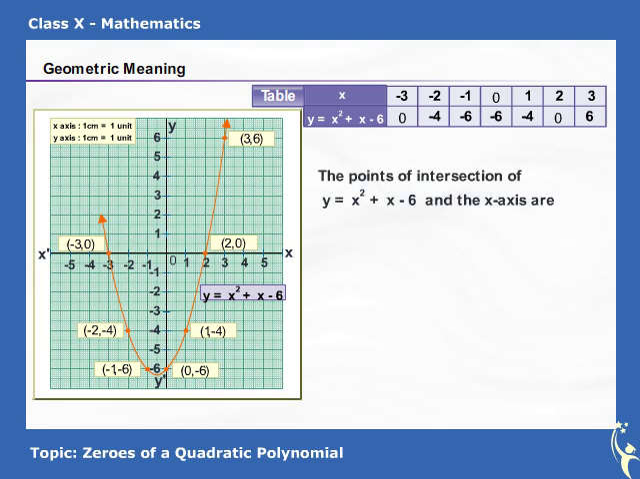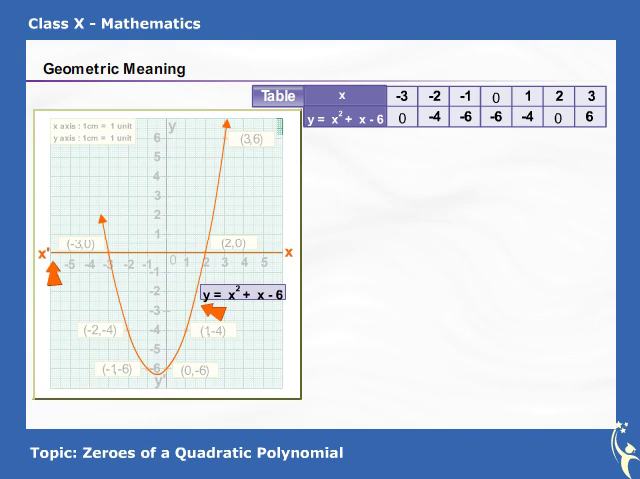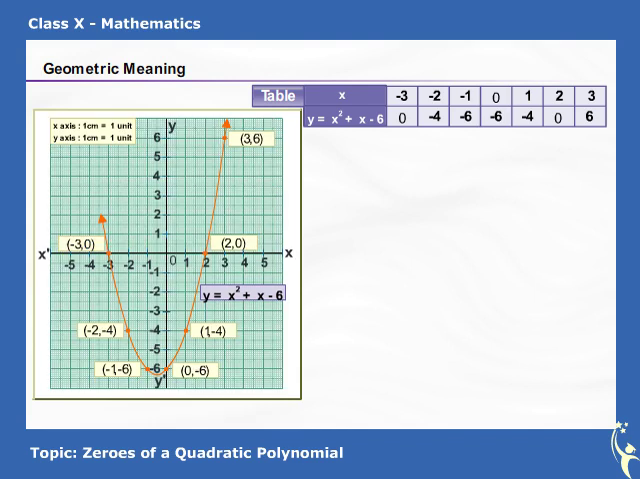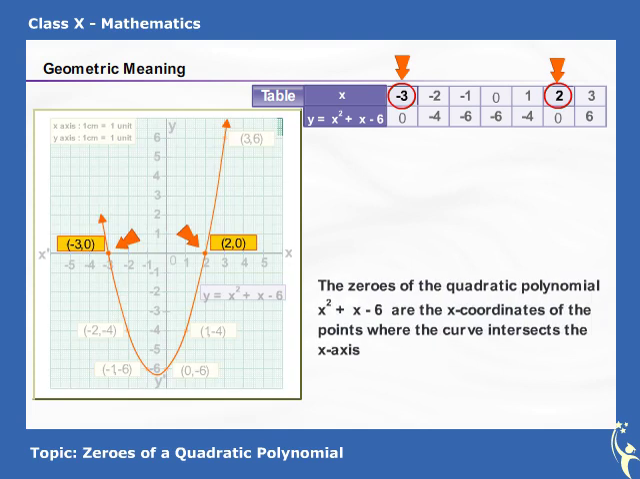From the graph, find the points of intersection of the curve and the x-axis. Key in your answers. The graph of y is equal to x squared plus x minus 6 is a curve which intersects the x-axis at the points (-3, 0) and (2, 0). From the table, we know that the zeros of x squared plus x minus 6 are -3 and 2. So the zeros of the quadratic polynomial x squared plus x minus 6 are the x-coordinates of the points where the curve intersects the x-axis.